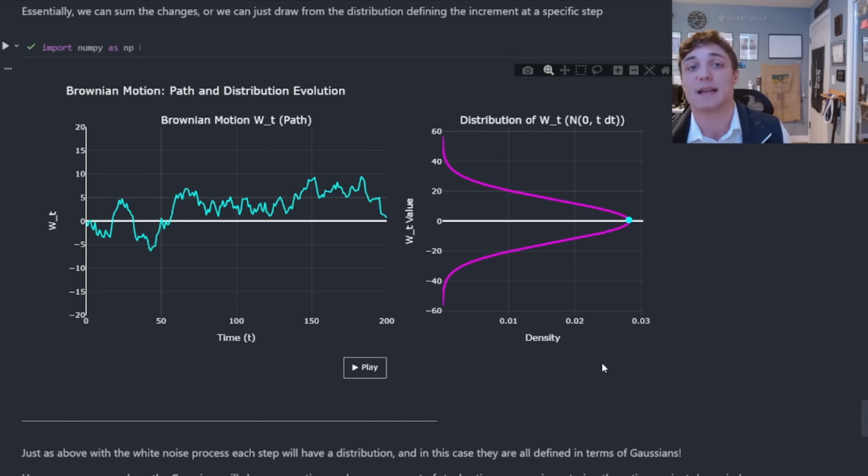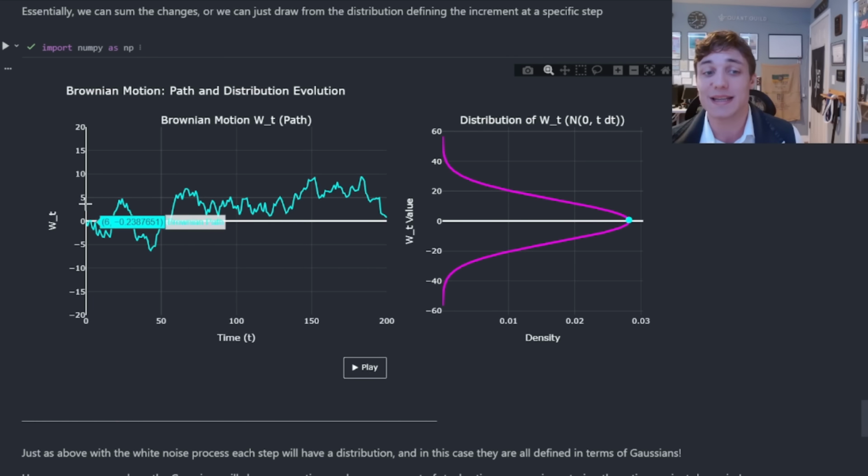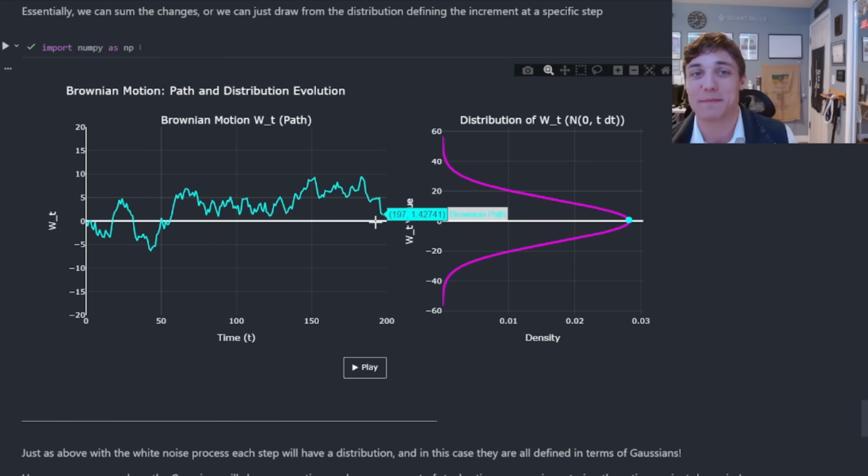So really what I'm saying here is we don't need to simulate the entire sample path to understand the distribution all the way at the end here. That is a critical idea. This is not the case for certain stochastic processes.